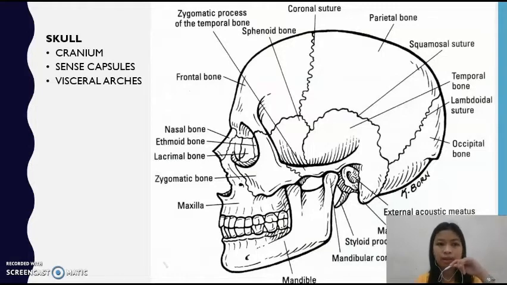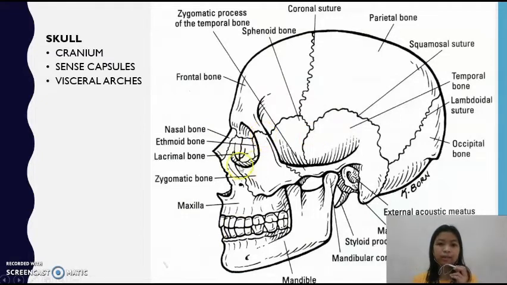So, under the skull, we have the cranium. Ito yung buong cranium. Okay, so that's the skull. So, we have the different sense capsules. So, ano ba yung mga sense capsule natin dito? So, sense capsules, it contains lahat ng may senses natin.